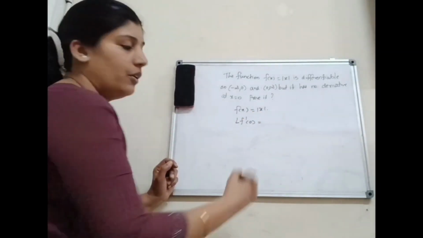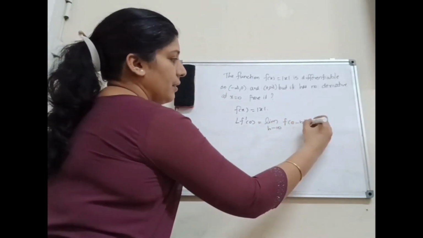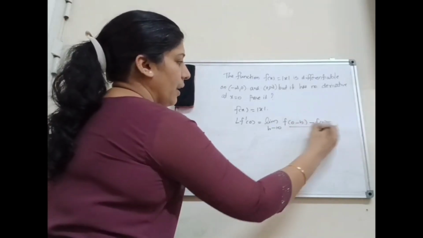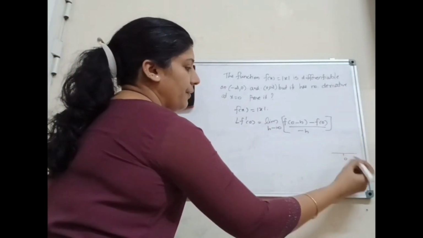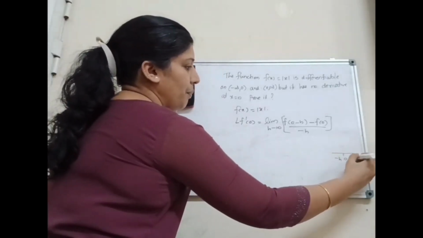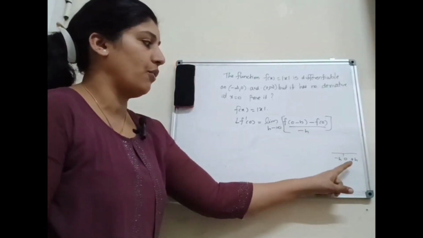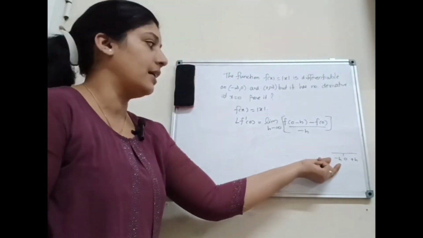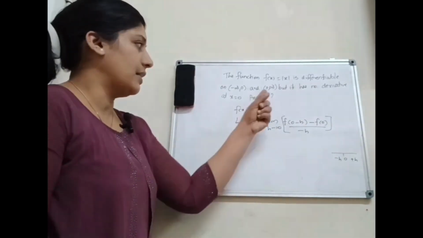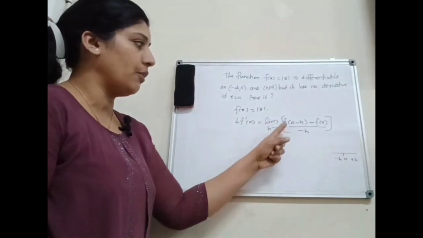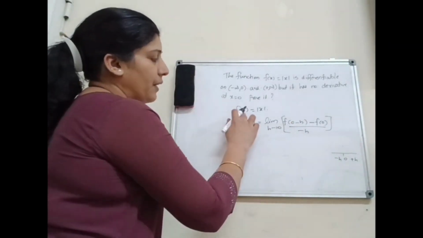It is equal to limit h tends to 0, f of 0 minus h minus f of 0 divided by minus h. That is the left side of 0. Here, on the left side of 0 it is minus h, and on the right side it is plus h. Therefore, here the function is f of 0 minus h minus f of 0 divided by the small increment minus h. Therefore, L f dash of 0, that is the left hand derivative of f of x at x equal to 0, can be written as limit h tends to 0, f of 0 minus h minus f of 0 divided by minus h. By the definition, f of x equal to mod x.